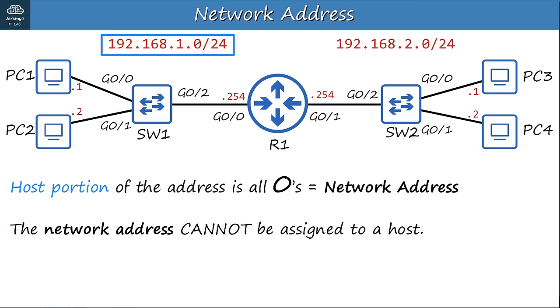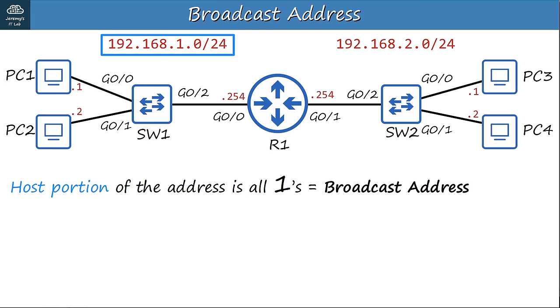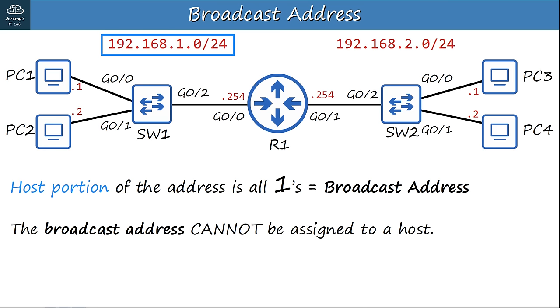Keep in mind, the network address cannot be assigned to a host. The network address is the first address of the network, but the first usable address is one above the network address. In this case, it's 192.168.1.1, which is assigned to PC1. So, the network address is the first address, with a host portion of all zeros. However, the last address in a network, with a host portion of all ones, is the broadcast address for the network. Like the network address, the broadcast address cannot be assigned to a host. So, although it's the last address in the network, the last usable address is actually one under the broadcast address. In this case, that's 192.168.1.254, the address assigned to R1's G0/0 interface.